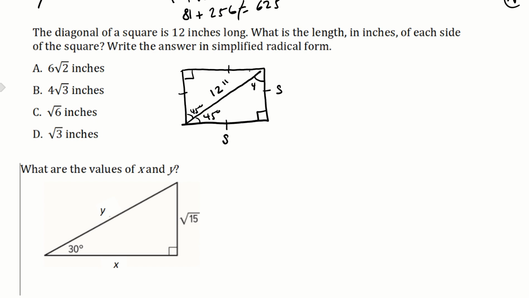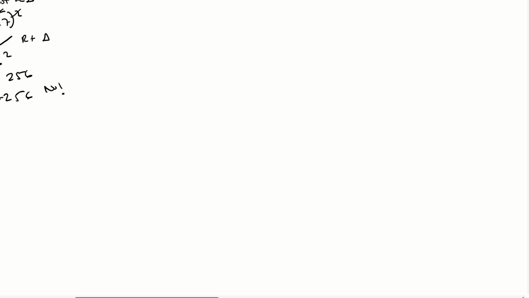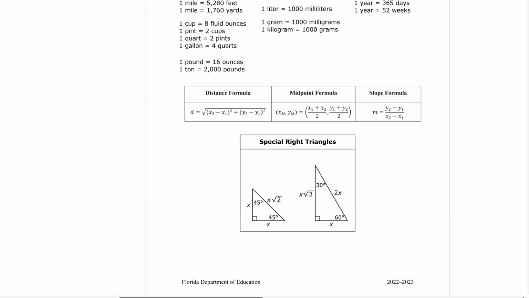And then this has to be 45 as well. So we have a 45, 45, 90 right triangle. So we have a special right triangle. Okay, so this is a special right triangle, which is a 45, 45, 90. There are two special right triangles. So let's look at the formula sheet here.